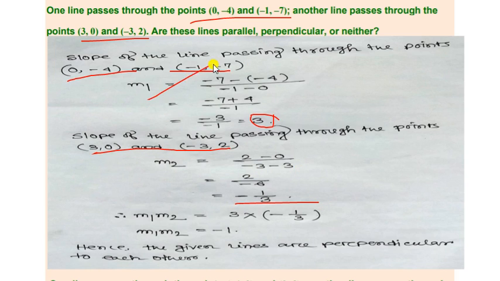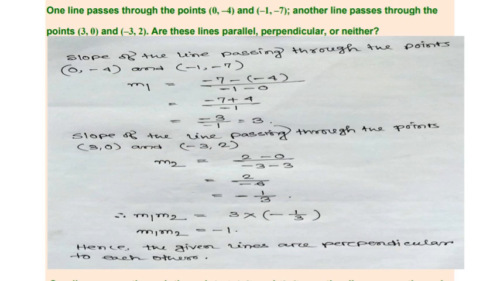Here m1 is 3 and m2 is -1/3, but they are not equal. Now we have to find their product. So m1 times m2 is 3 times -1/3. The 3 and 3 cancel, so -1 comes. So m1 times m2 equals -1. The product of their slopes is -1, which means the given lines are perpendicular to each other. Clear? When slopes are equal, the lines are parallel. When the product of their slopes is -1, they are perpendicular.